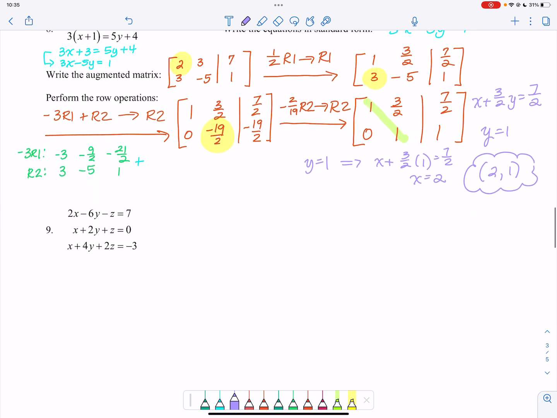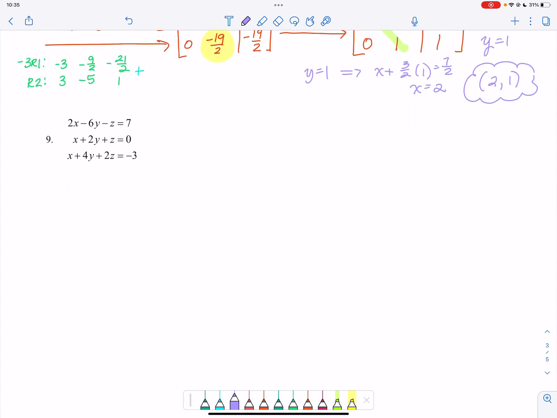Okay, let's look at number 9. Let's go ahead and get our augmented matrix written. It looks like we have quite a bit of room here, so I might work right below it. And let's go ahead and come up with our augmented matrix. And then what are we going to do here? Well, we want to focus on having this 2 be equal to a 1. So we are going to divide each coefficient in row 1 by 2. So 1/2 row 1 is going to be row 1. That is one of our operations.